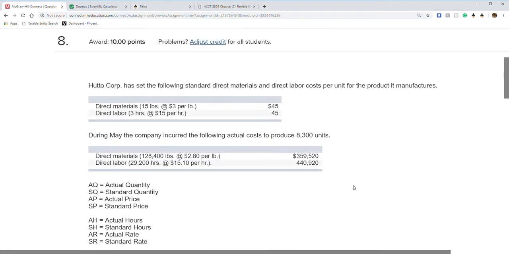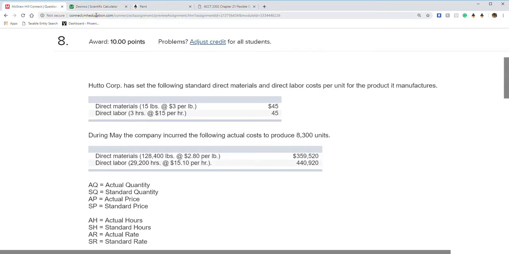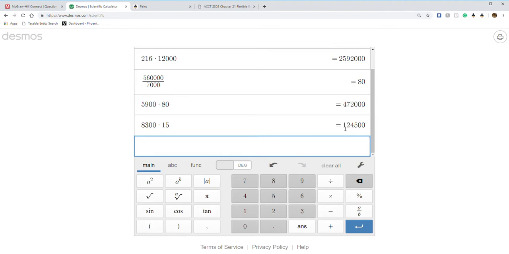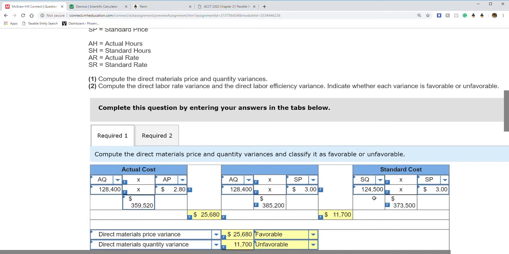And that's really just taking how many units and multiplying by our pounds. So really, 8,300 times 15 pounds is 124,500. And that's how they got that number. Okay? Once you do that, this will actually fill out, so no worries there.